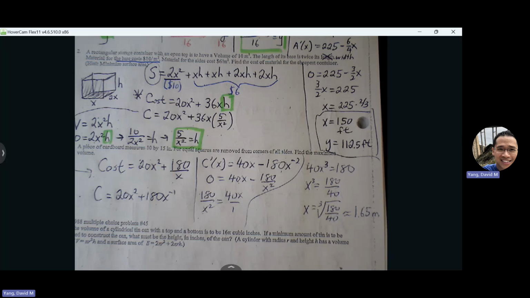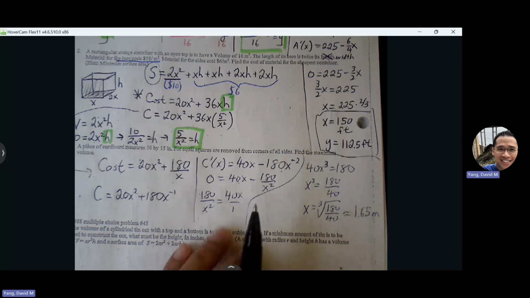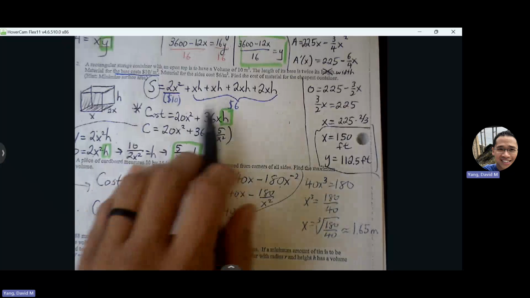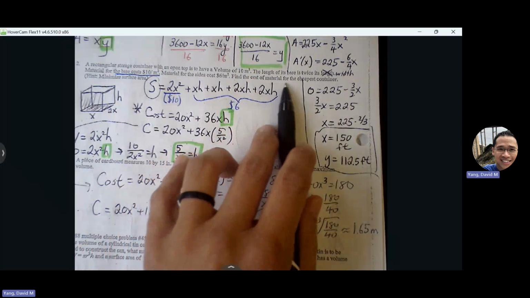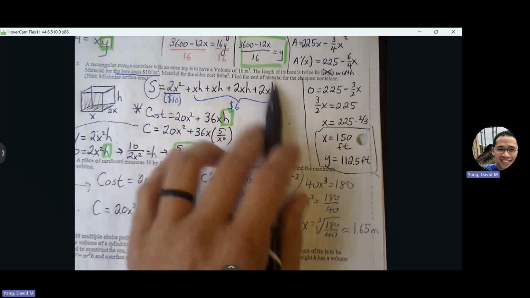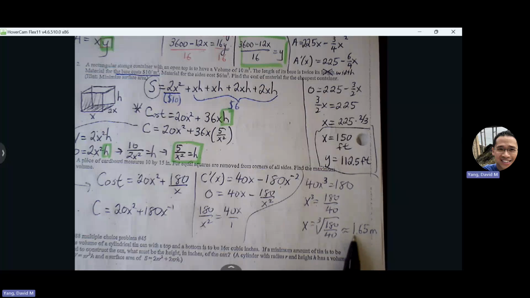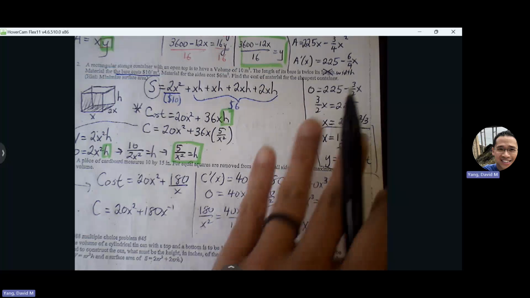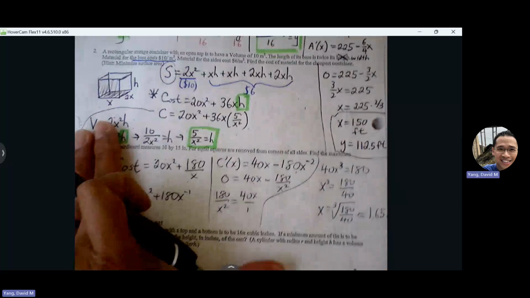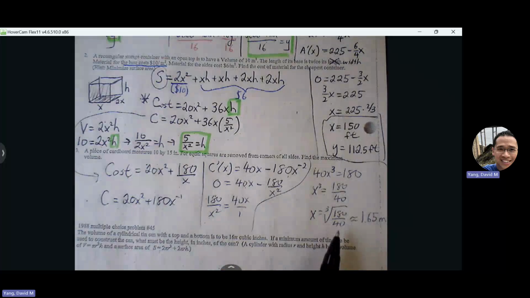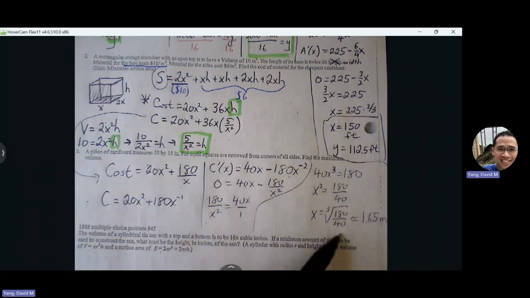1.651 or 1.6509 meters. Let's see what they're asking for. It says, find the cost of the material for the cheapest container. Whatever the problem is asking for, there's already going to be a formula defined. So we shouldn't have to create any new equations, because everything we need is already defined.